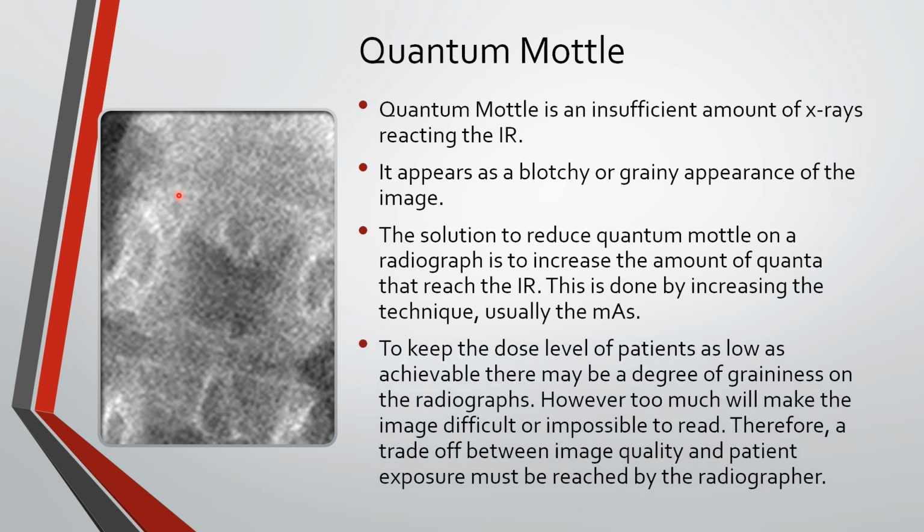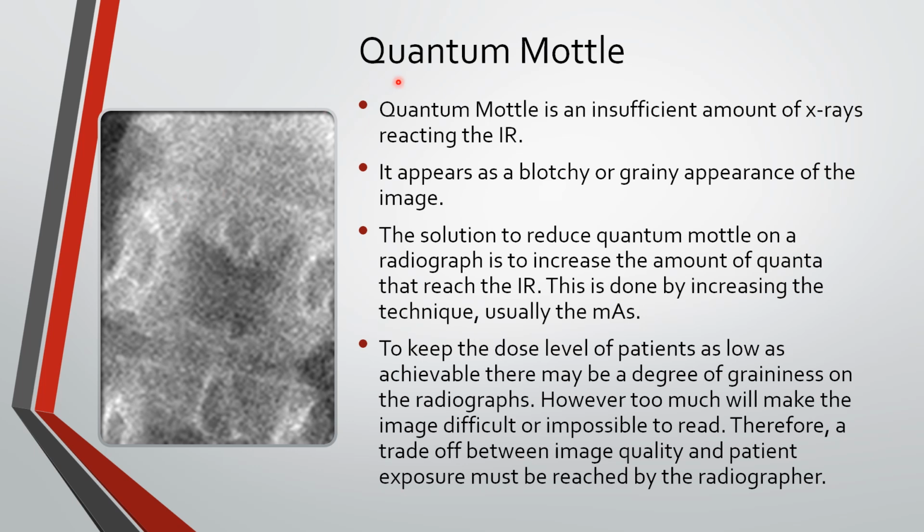To achieve a dose level for patients as low as reasonably achievable, there may be a degree of graininess on all radiographs. That's perfectly acceptable. However, too much graininess, extreme graininess, will make the image difficult or impossible to read and diagnose. Therefore, a trade-off between image quality and patient exposure must be reached by the radiographer.